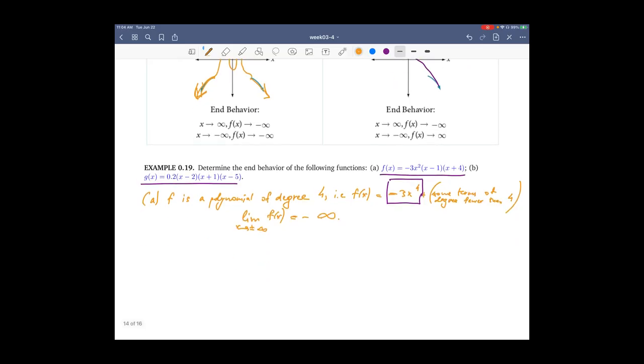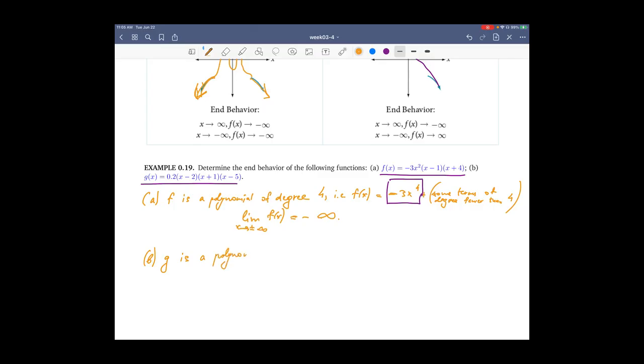Now for example B, we have g, a polynomial of degree 3. It's a product of 3 linear factors. When you multiply x by x by x, you get x cubed, and you will never get powers of x greater than 3.